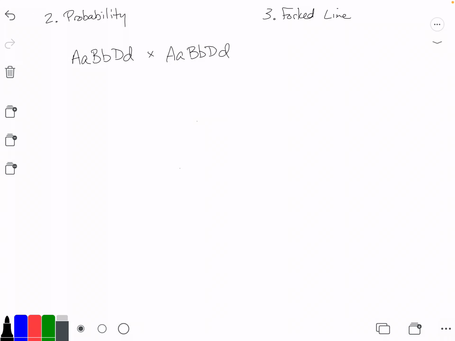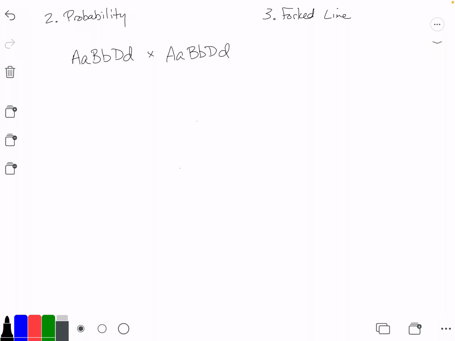And so when we look at our other methods, we have the probability method, and we have the forked line method. Both of these are really probability, and it's just a matter of how you interpret it. So let's look at it this way, and let's say these are particularly good for large crosses. Again, I'm skipping the letter C because it's too hard to tell if I have a capital or a lowercase.